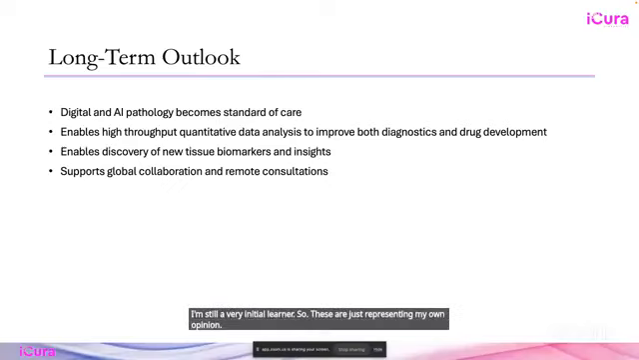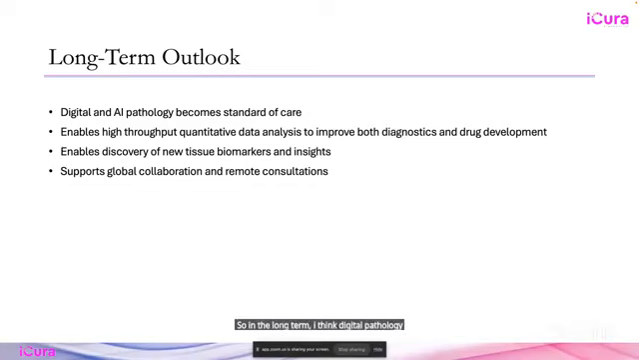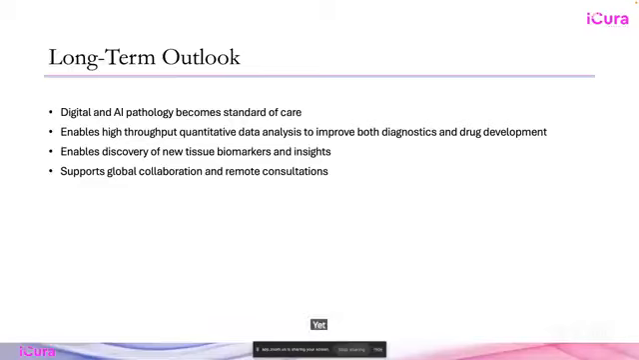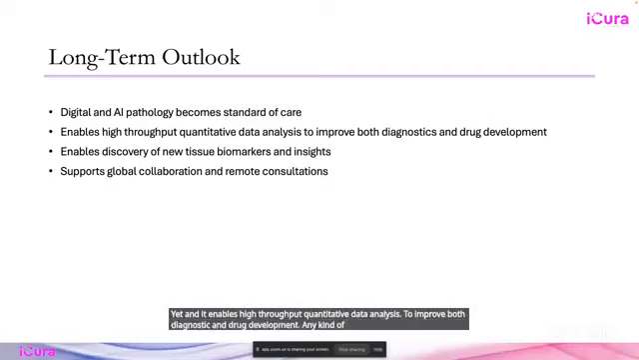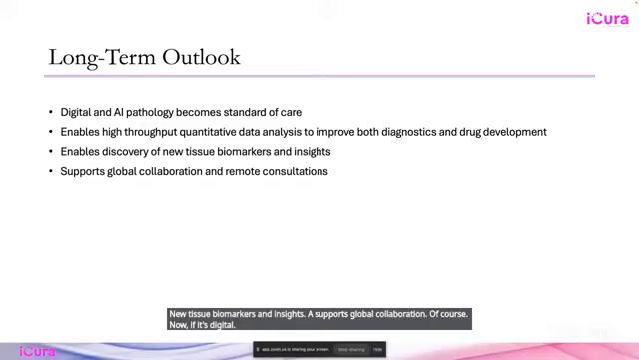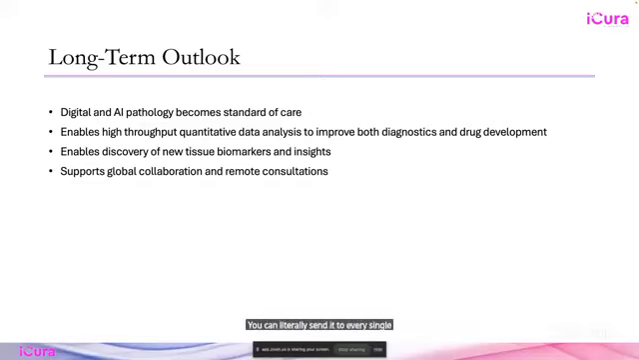So in the long term, I think digital pathology AI will become the standard of care, although it's not yet. It enables high throughput quantitative data analysis to improve both diagnostic and drug development, any kind of translational research. And I have no doubt it will help tremendously with new tissue biomarkers and insights, and supports global collaboration. Of course, now if it's digital, you can literally send it to every single corner of the world. People can collaborate on the same image from all over the place.